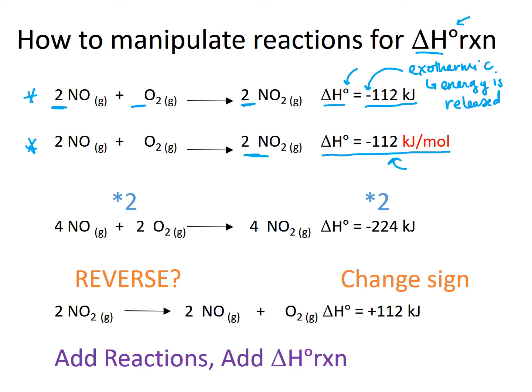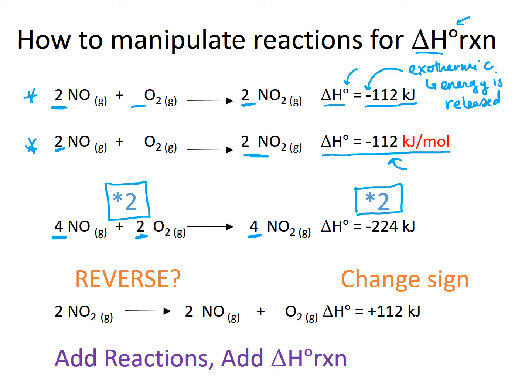Okay, so now when we start to manipulate, right, we're going to mathematically manipulate. So if you multiply by a factor, so here what we're going to do is multiply by 2. And so if we multiply all of the coefficients by 2, so 2 times 2 is 4, 1 times 2 is 2, and 2 times 2 is 4, right? I've multiplied all of those coefficients by 2. What I need to do is multiply my delta H value by 2.